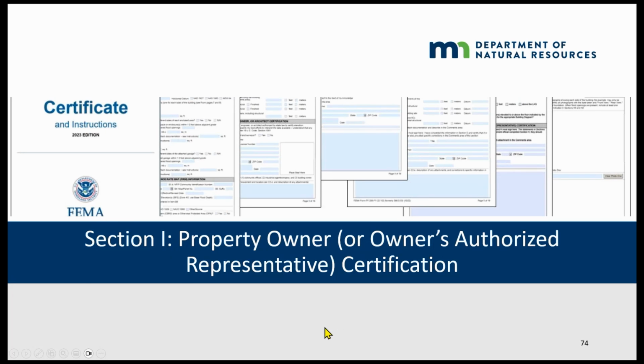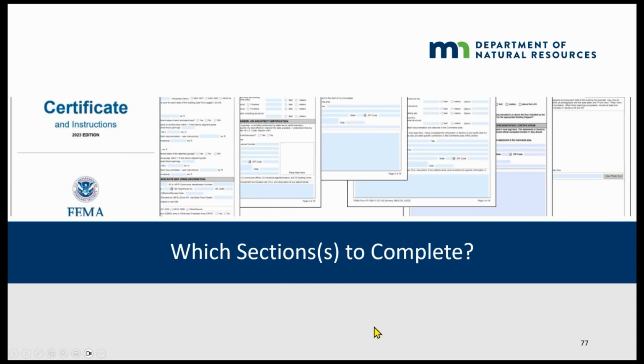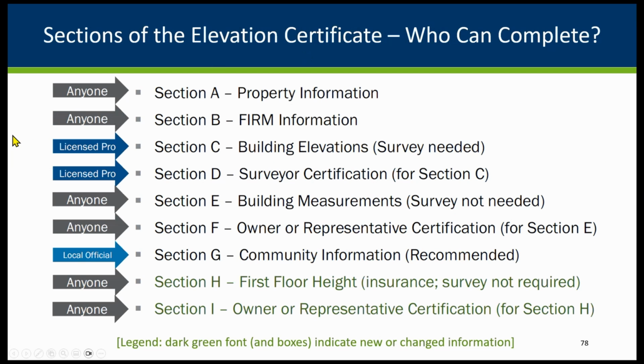And I is, again, that you're documenting who completed section H. And this is a new form, new section, because it goes with the new section H. So again, you've got a place for comments here. Just which sections, who can do what sections? A and B and E and F and H and I, anyone can fill in. Again, only that licensed professional can do sections C and D. Local officials are the only ones who should be doing section G.